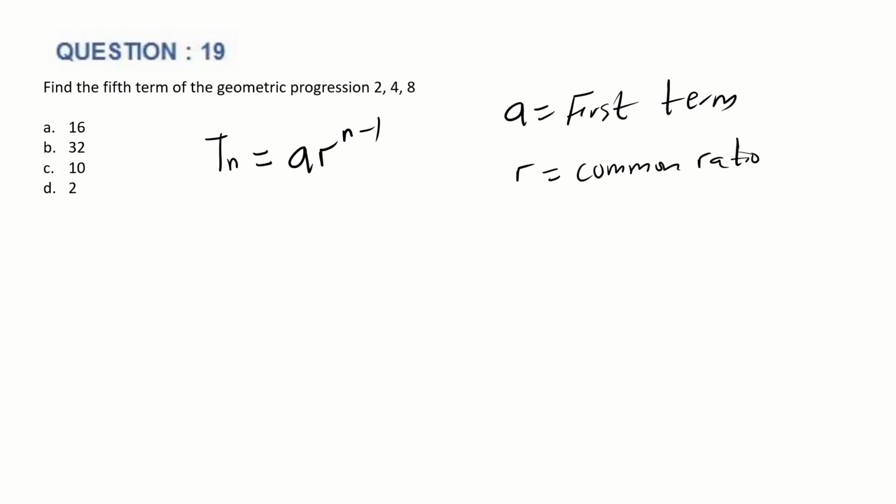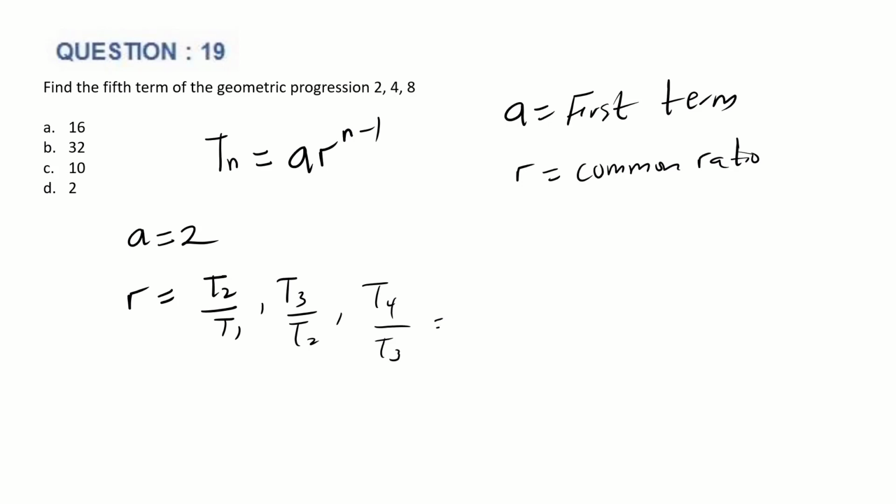So a is the first term, which is 2 in this case, and r is the common ratio. This is given as t2 over t1, or you can take t3 over t2, or you take t4 over t3. So it follows that same pattern. So here let's take t2 over t1, and our t2, which is the second term, is 4, over the first term, the same thing as a, which is 2. So we have our common ratio to be 2.